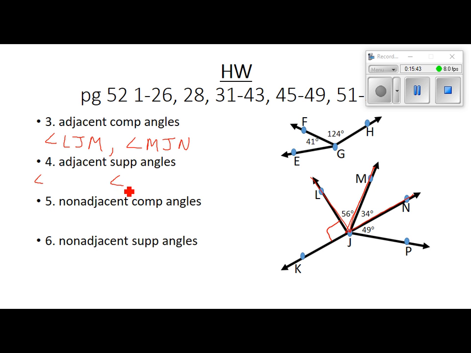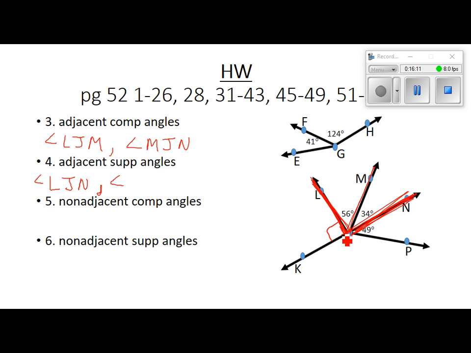Adjacent supplementary angles. This one's a little tougher. People can't picture this one because you gotta be able to use your imagination. We want two angles. What's supplementary mean again? Add up to 180. And they gotta be neighbors, gotta be hooked together. LJ, say it again. LJN. That's this angle. LJN. Does everybody see that angle?